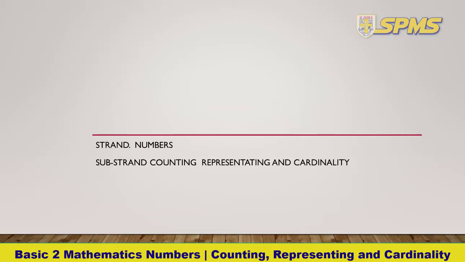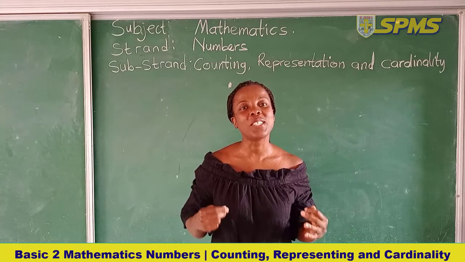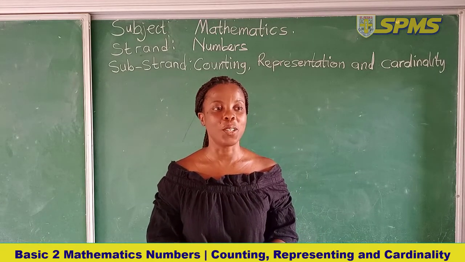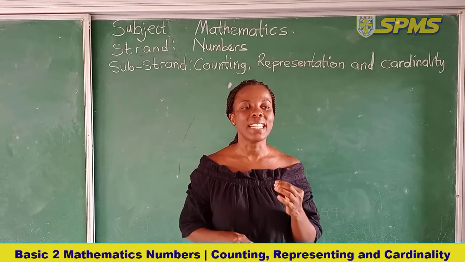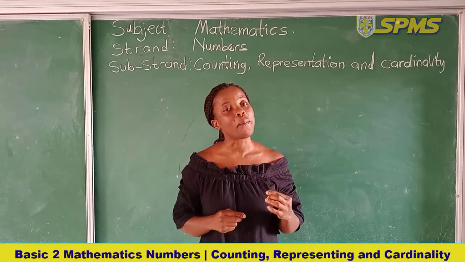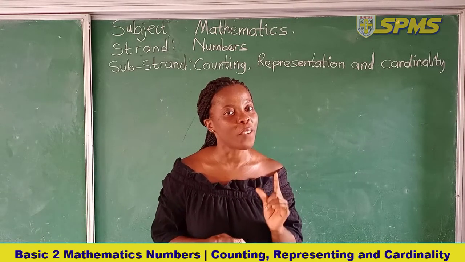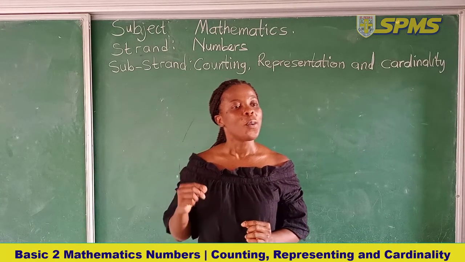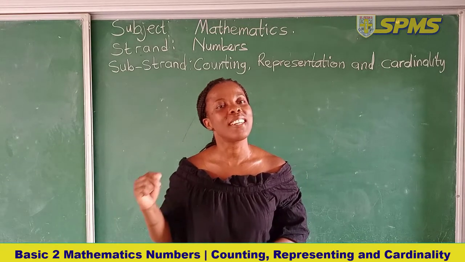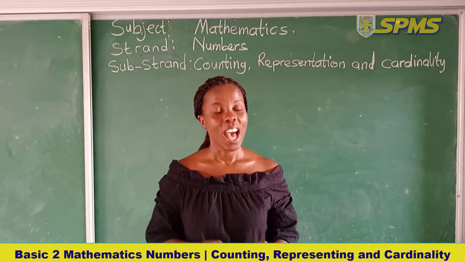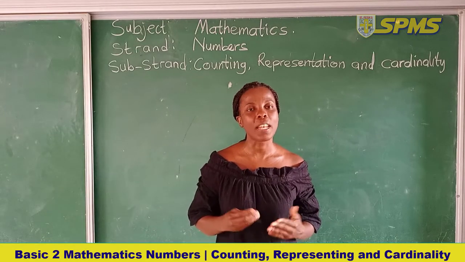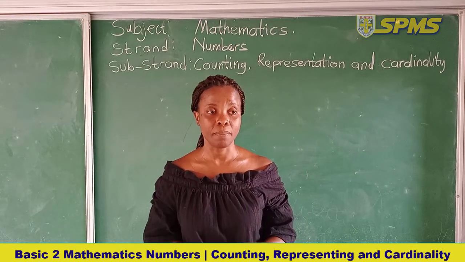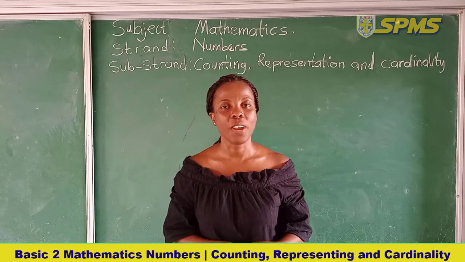Today, we are still going to talk about numbers. And under numbers, we talk about the counting, representation, and then cardinality of numbers. But what are we going to learn today? Our objective for today is to identify the place value of numbers from 0 to 999.